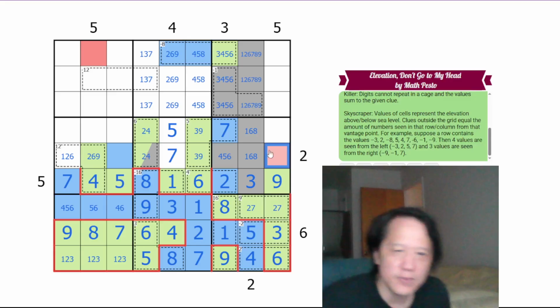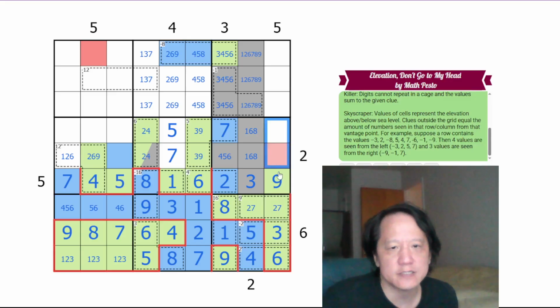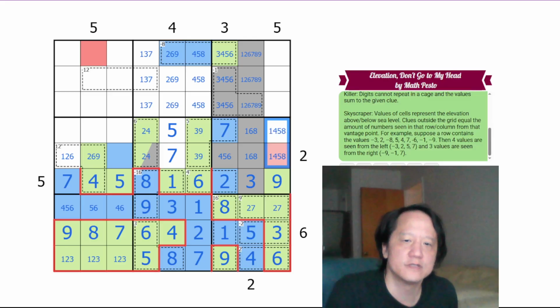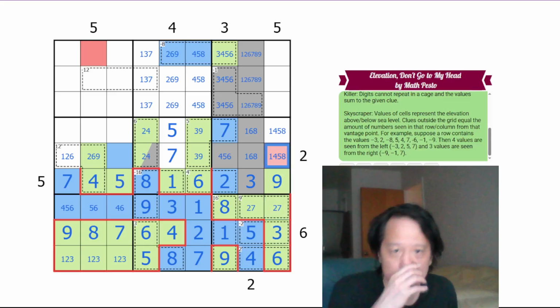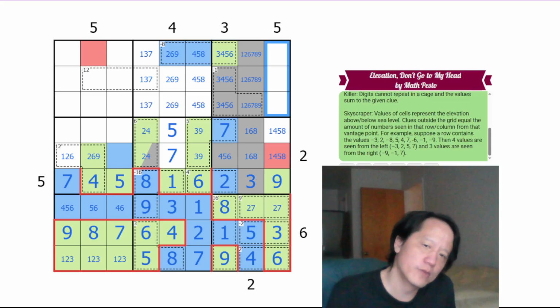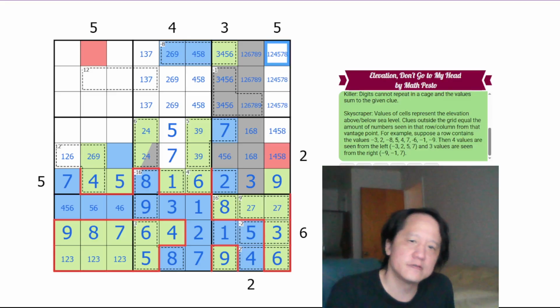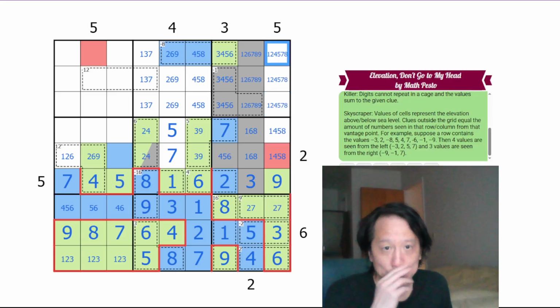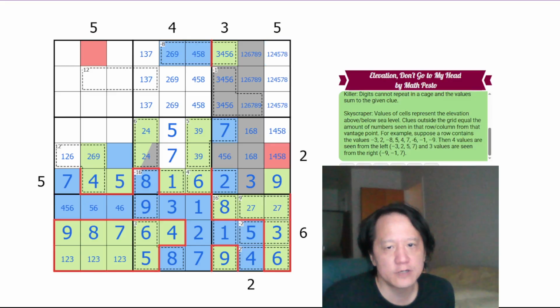Okay. Remaining digits of box 6, we have 1, 4, 5, 6, 8. No 6 here because of 6 in the column. Remaining digits of column 9: 1, 2, 4, 5, 7, 8. Okay. No, this is water.